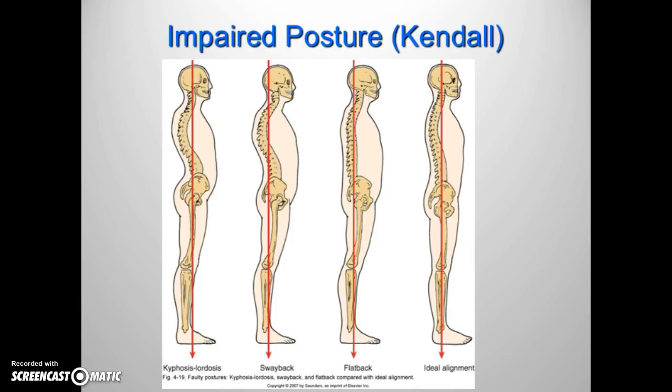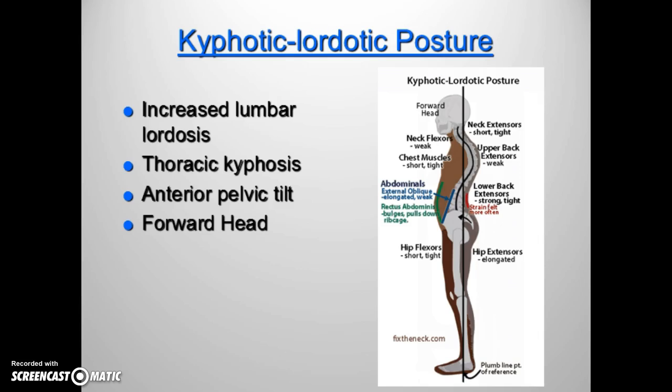Now, Kendall, who wrote a kinesiology book, which is used by many programs, talks about types of impaired posture. The types are kyphosis lordosis, which you can see on the left, sway back, and flat back. So we're going to go through each one individually, one at a time. The first one we're going to talk about is the kyphotic lordotic posture. Here you see an increased lumbar lordosis, increased thoracic kyphosis, an anterior pelvic tilt, and a forward head.